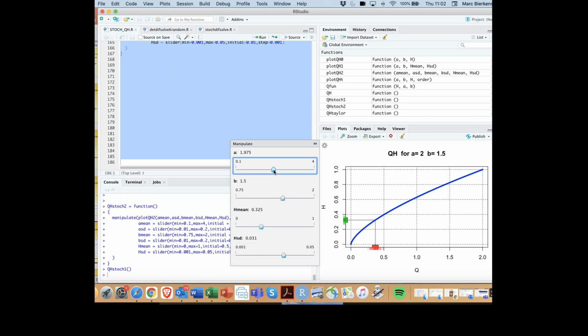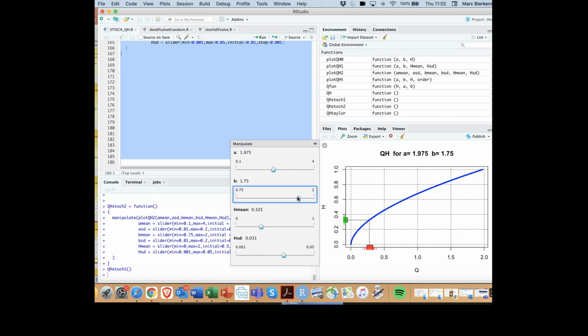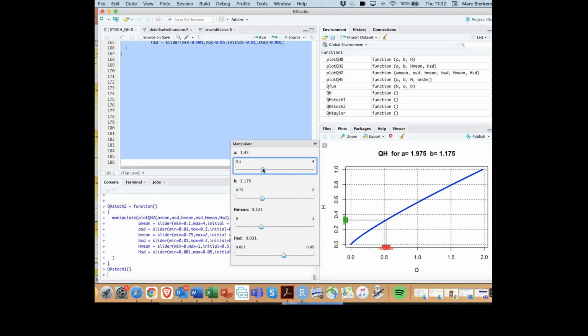Of course, that depends also on the value of B, how that turns out. So you can play around with this guy here.